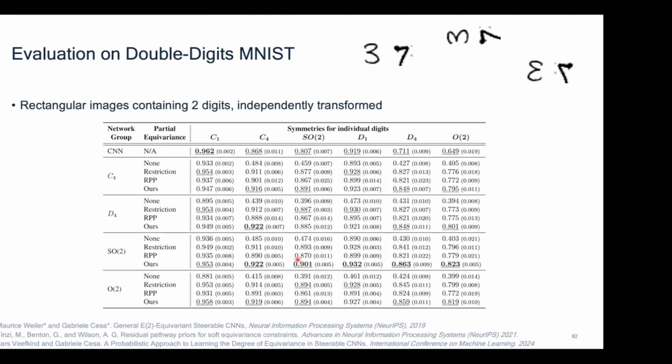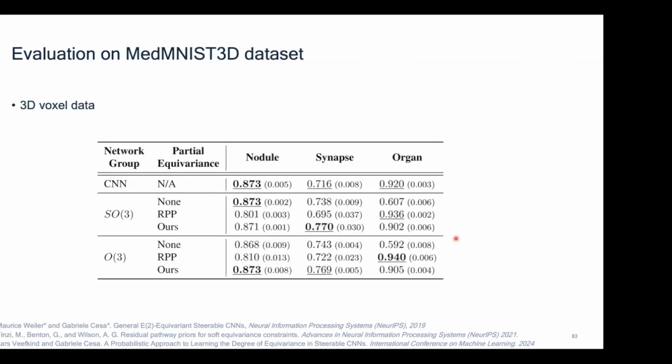Very quickly, we try with different baselines on different variations. As expected, the proper equivariant models have lower than 50% accuracy because they cannot distinguish swapped digits. We tried this on some three-dimensional datasets. I think I'm running out of time. Okay, a few minutes left. These are 3D voxel datasets containing organs or medical data.